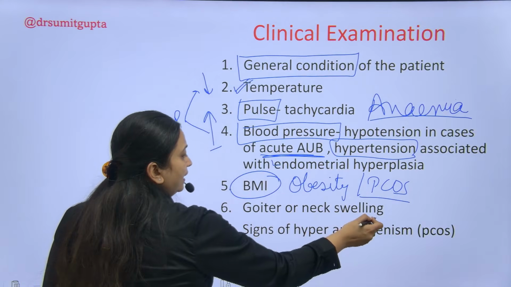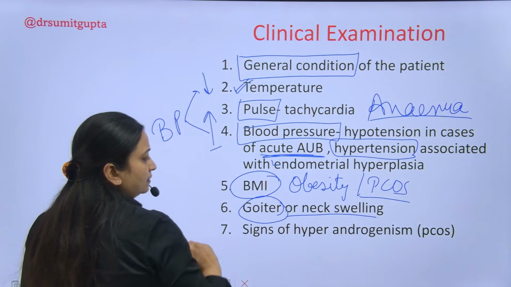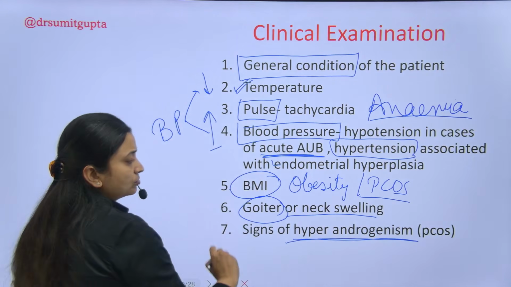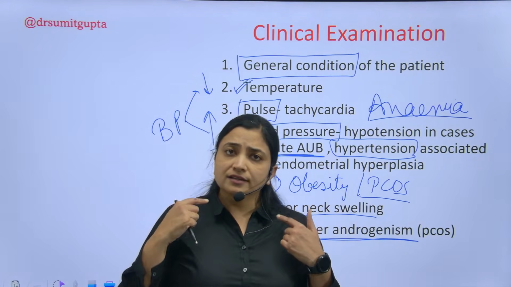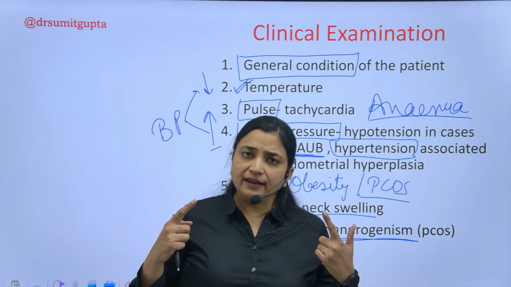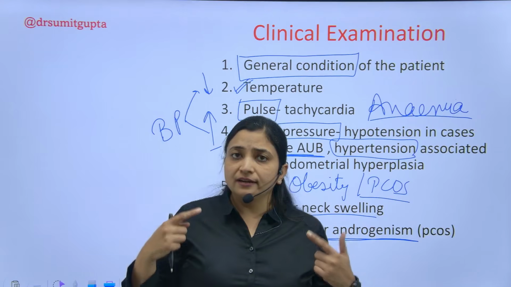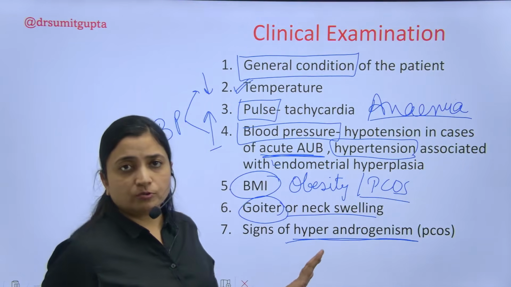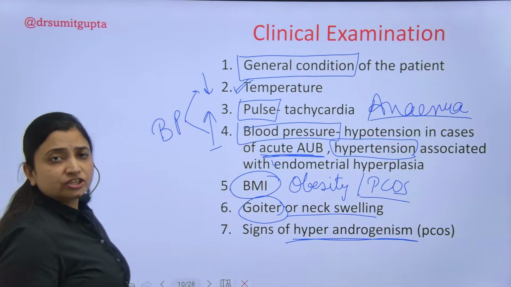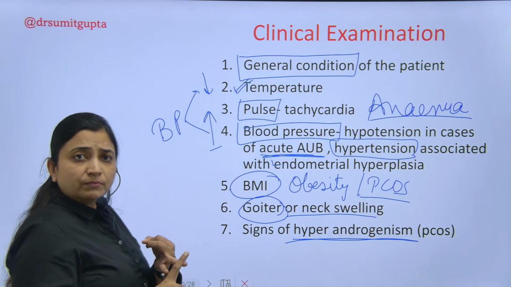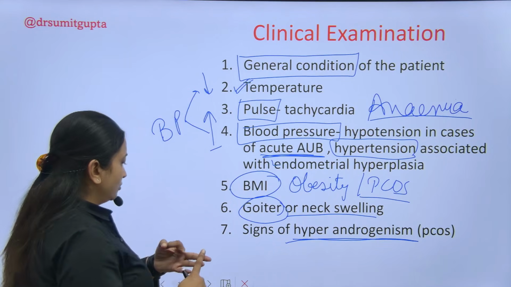Look for any neck swelling. There may be goiter or signs of hyperandrogenism. What are those signs? Dark discoloration, acne, dark armpits, dark neckline. So think of PCOS. So just looking at the patient, you can make a diagnosis of whether she is having anemia, what is the blood pressure, what is the endocrine status.